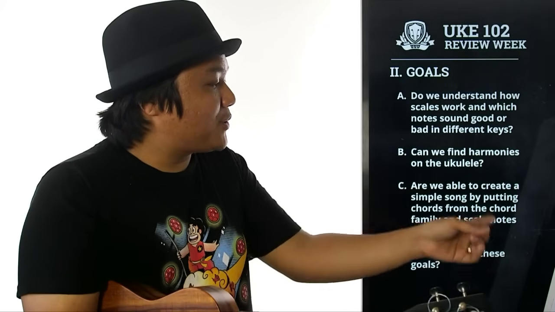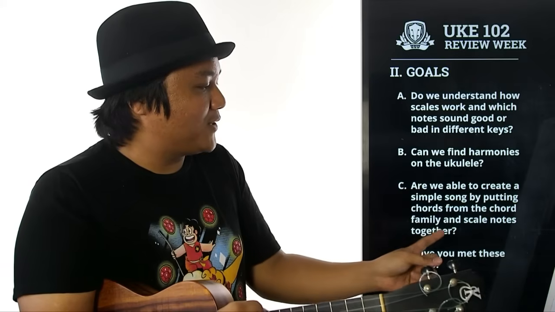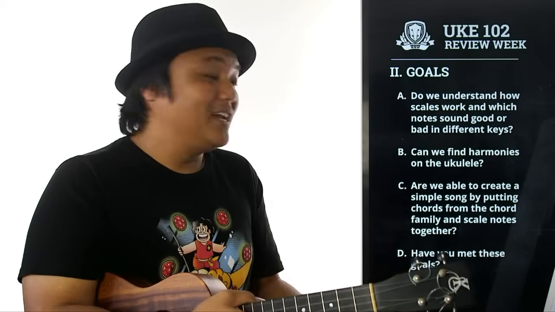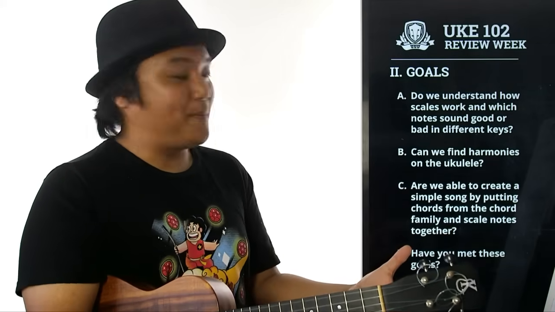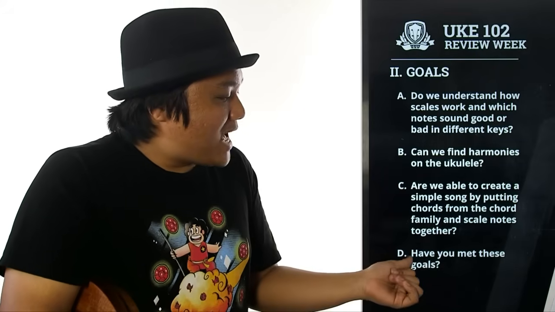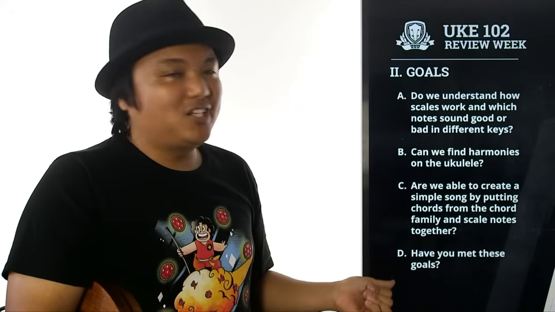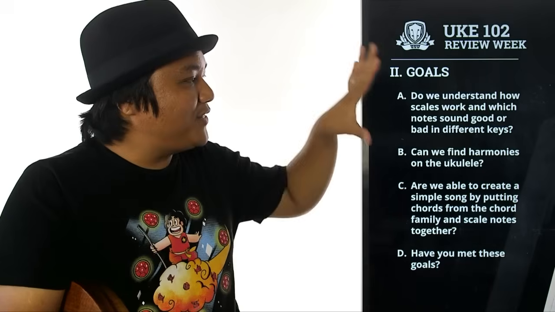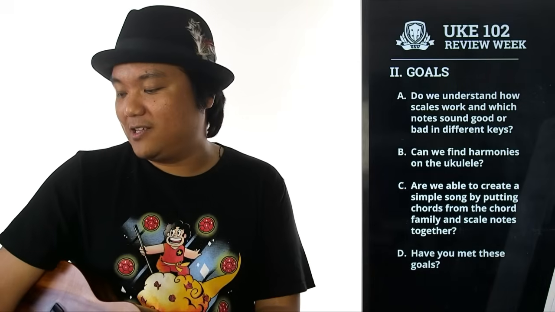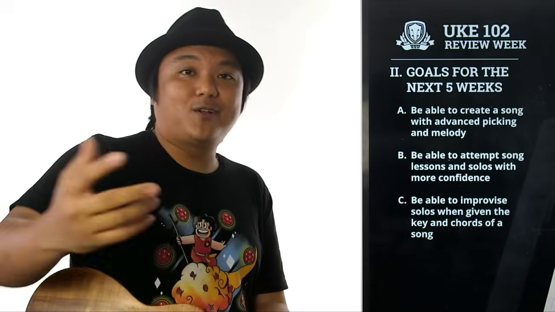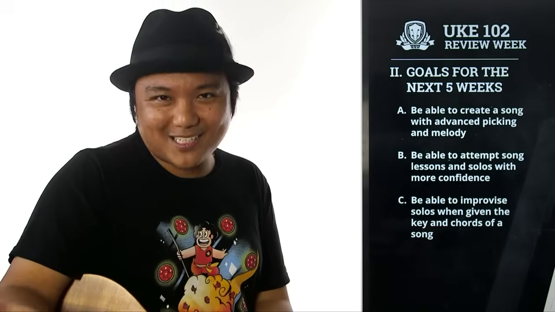Next, are we able to create a simple song by putting chords from the chord family and scale notes together? Big check on that. That's what we did for the past hour. And have you met these goals? Big check on that as well. So all these things we learned in the first 5 weeks. Now let me show you the goals for the next 5 weeks.